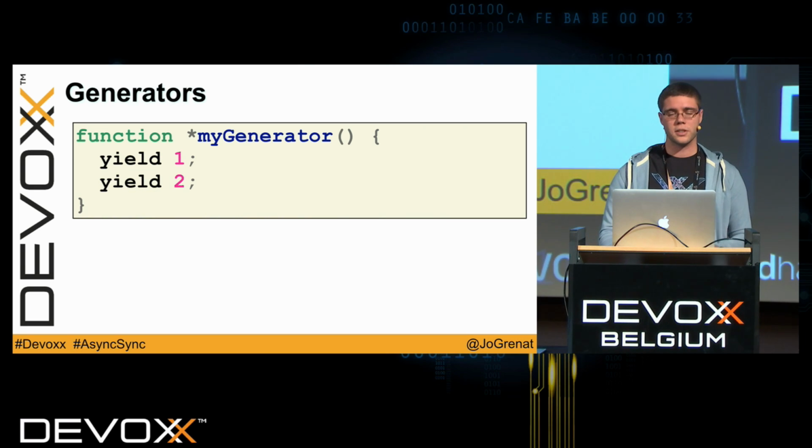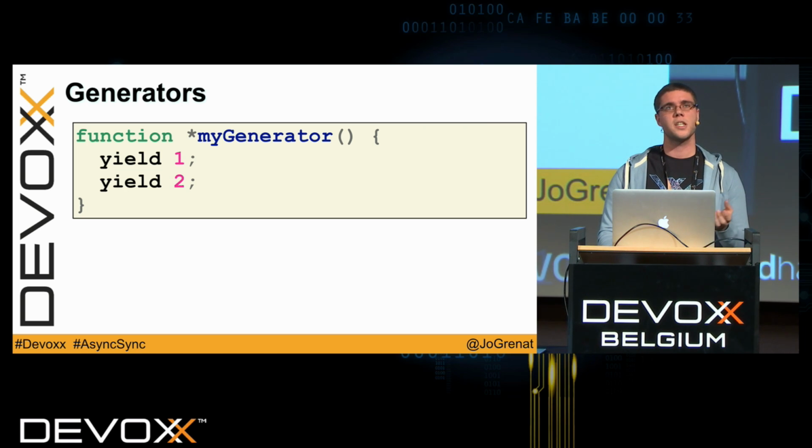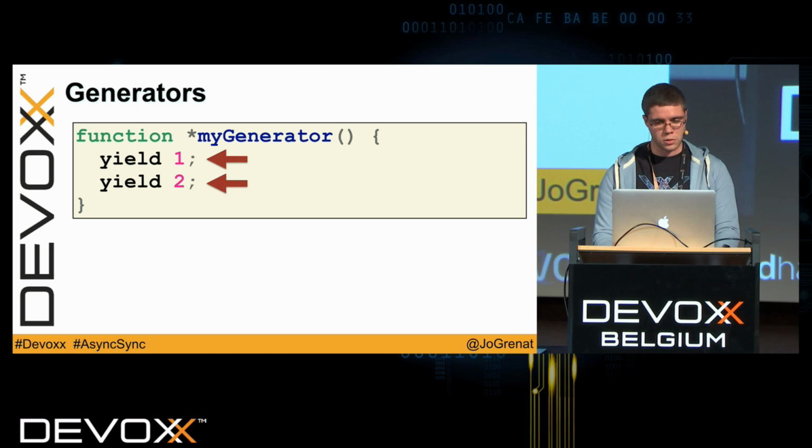What is a generator? A generator is a function declared with an asterisk. It's a function that can stop its execution in the middle of it and be resumed later. So for example, you have access to a new keyword, the yield keyword. That means basically, okay, I'm done with my execution for now. I return you a value. For example, here it's the value 1. And call me later if you want me to continue. If you call this generator a second time, it will execute this statement, return the value 2, and stop its execution.